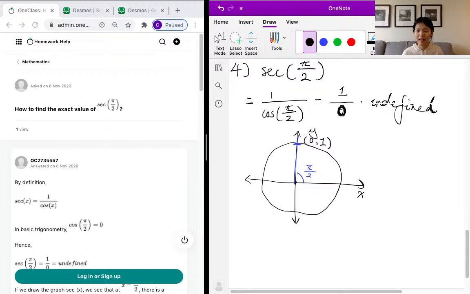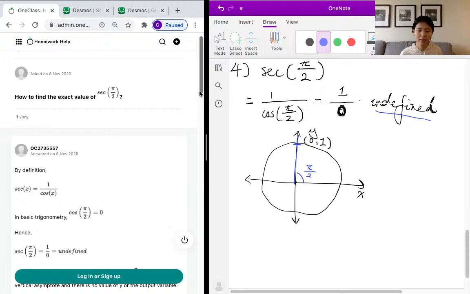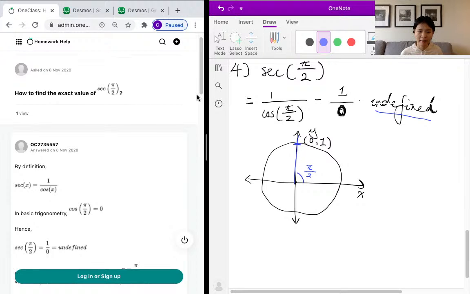So you're just saying that it is undefined. This is like a mathematical term you use in this case. So the answer of secant of pi over 2 is just undefined, and that is your exact value of secant of pi over 2. That is undefined because you don't have this exact value. All right, so this is our solution, and let me show you something else quickly.